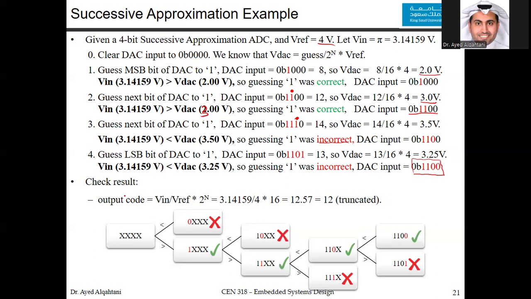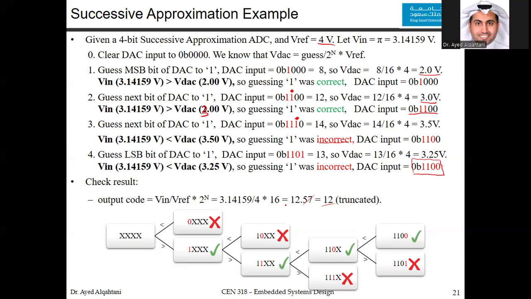But actually, before I visualize, I can check the result right away. You can apply your mathematical formula. The output code is Vn divided by REF multiplied by 2 to the power of n. 3.14159 divided by 4 multiplied by 16 is 12.57. You take out the fraction and you bring it to 12, which is the same value. But the hardware cannot do this.